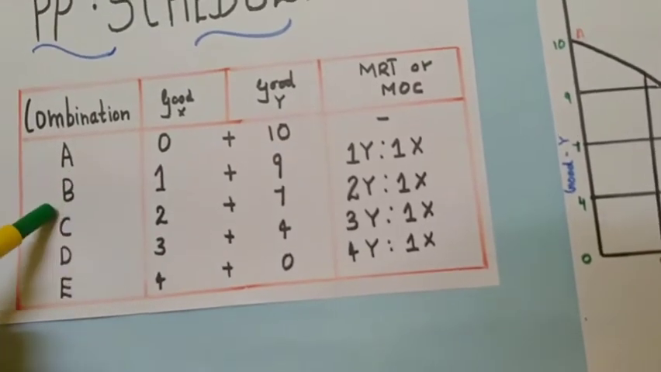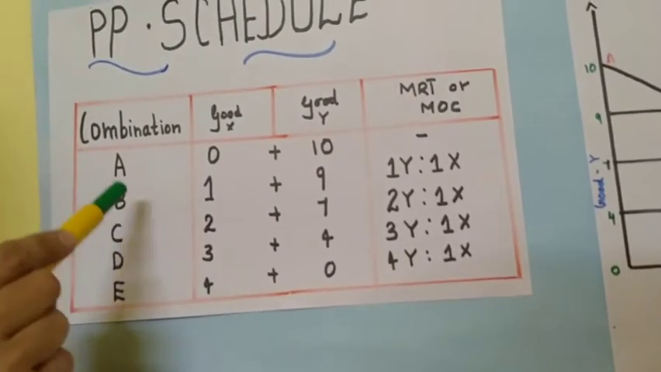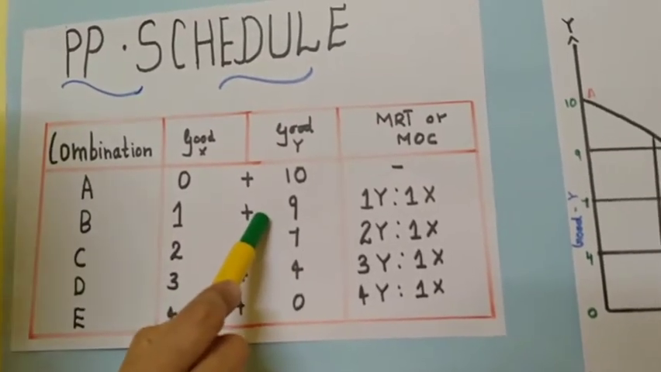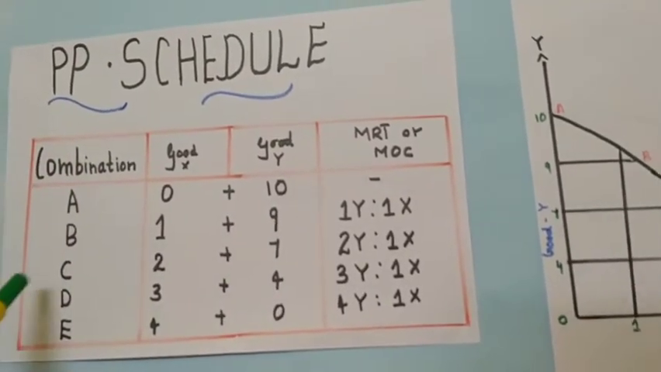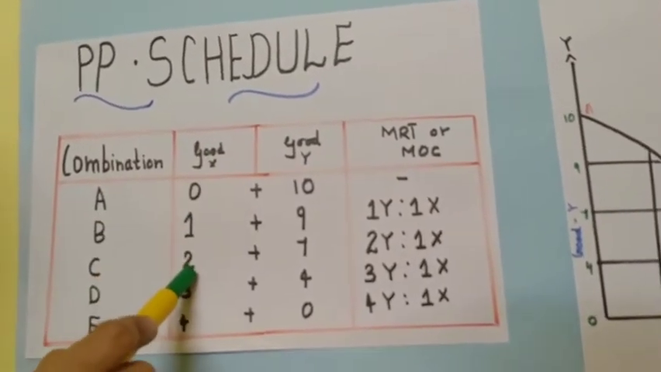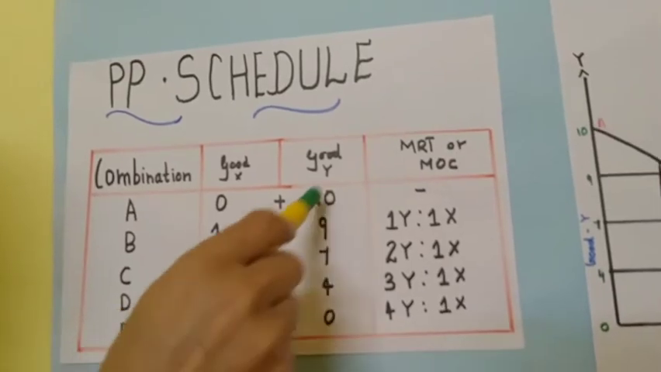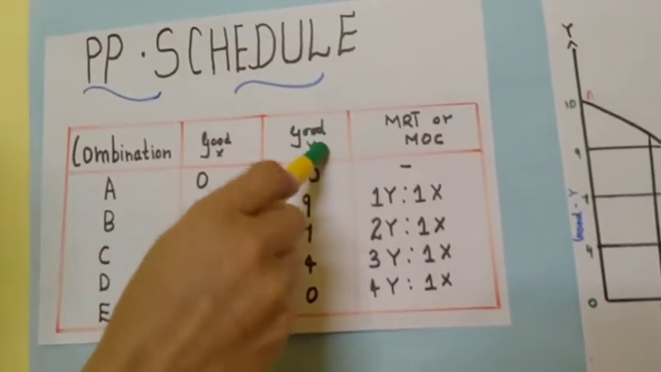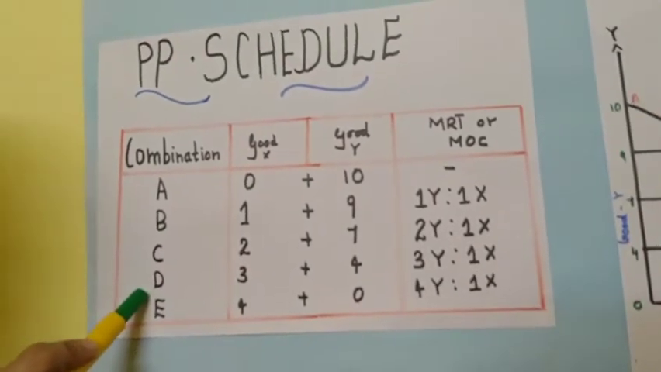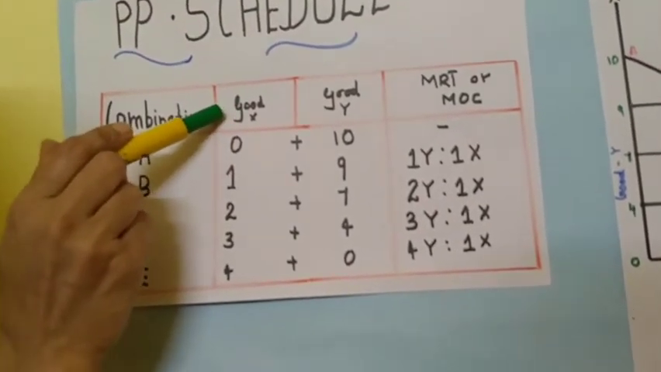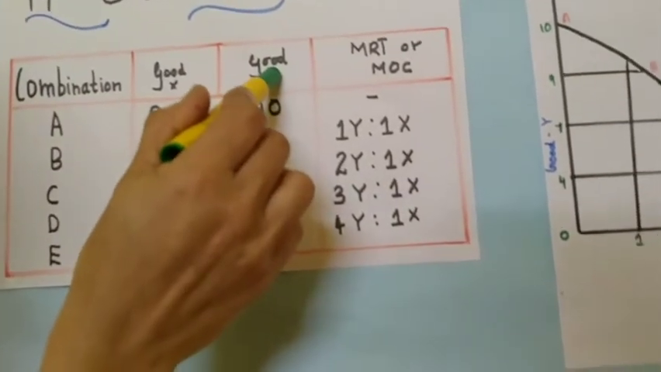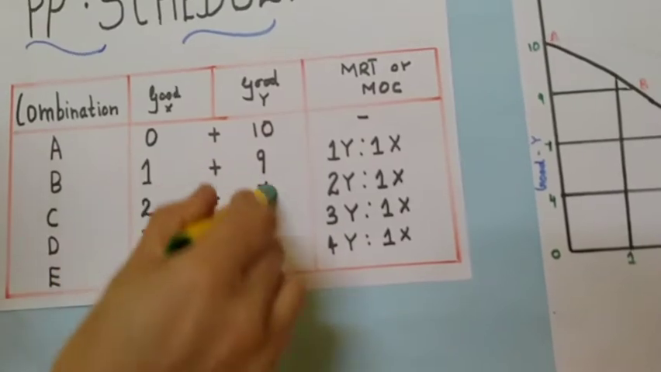When we move to combination B, we can see that we are producing 1 unit of good X and 9 units of good Y. What about combination C? We are increasing the production of good X from 1 to 2. We are reducing the production of good Y from 9 to 7. In combination D, we are increasing the production of good X from 2 to 3 and decreasing the production of good Y from 7 to 4.